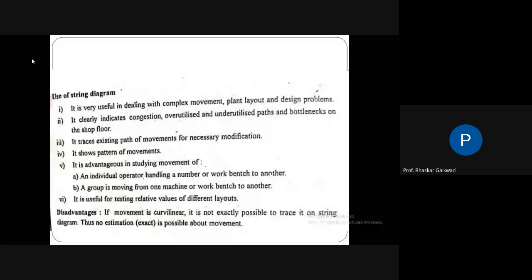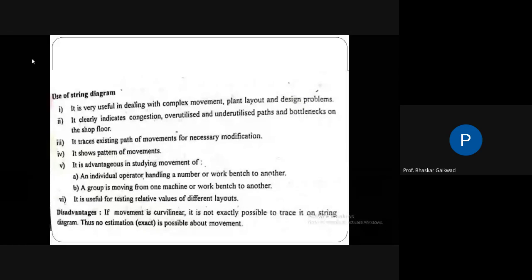It is useful for testing the relative value of different layouts. In industry, different types of layouts are there: product layout, process layout, flexible layout, shift layout. So many layouts are there. Which layout is feasible in production for a particular product, so that manufacturing cost will get reduced? With the help of this string diagram, this knowledge will be gained.